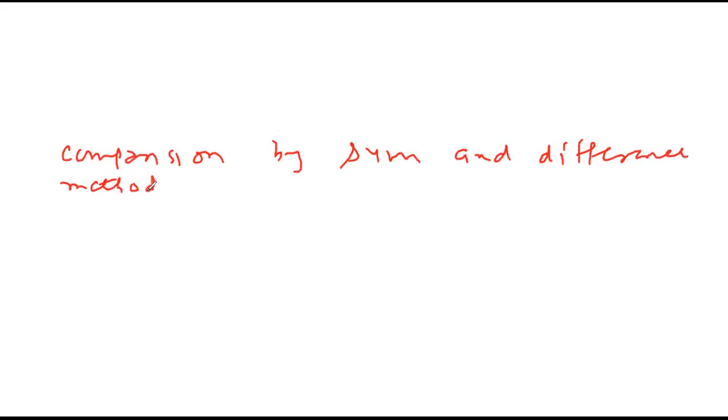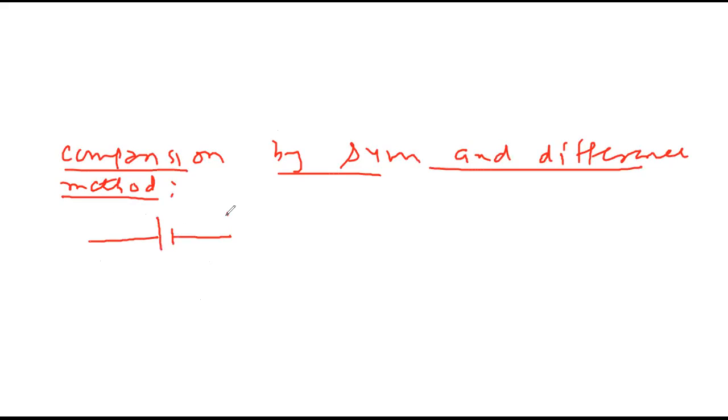Comparison by sum and difference method. Comparison by sum and difference. The sum means add and difference means subtract. This is called assisting or opposing?